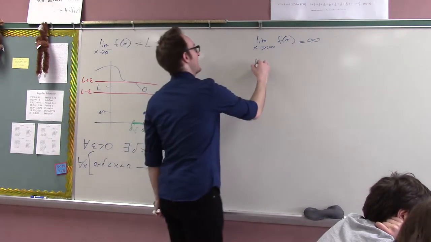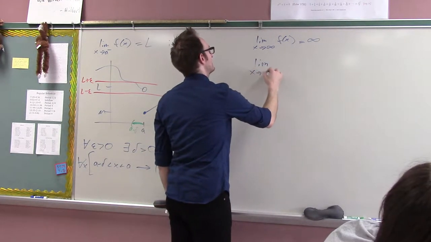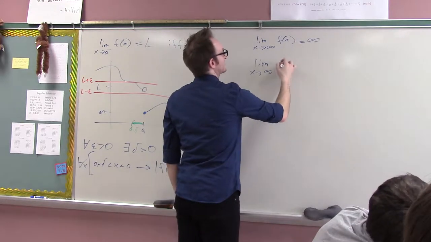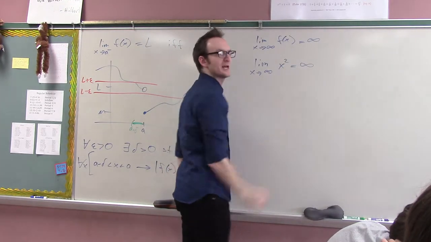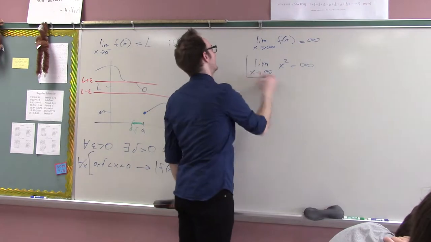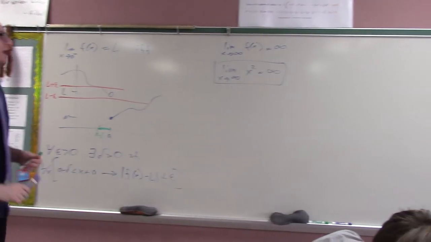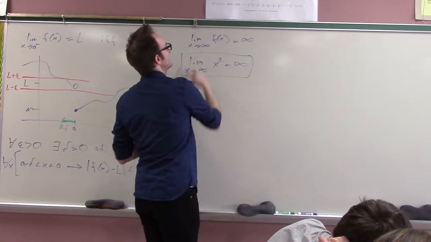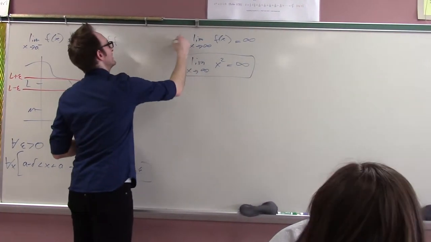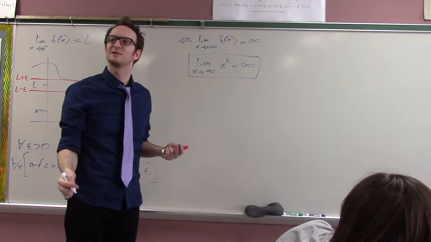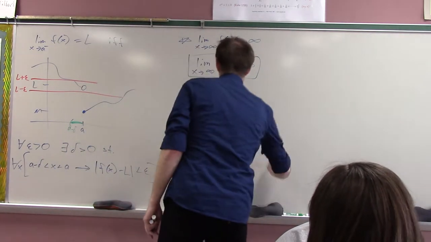Right? So, for example, do you agree that the limit as x approaches infinity of x squared is infinity? Do you agree with that statement? Yes, I agree with it. If you disagree with me, you're wrong. What you need to do is construct a formal definition of what it means. Should we just do it right now? It takes 5 seconds. I guess we should just do it. Let's just do it. Here we go.